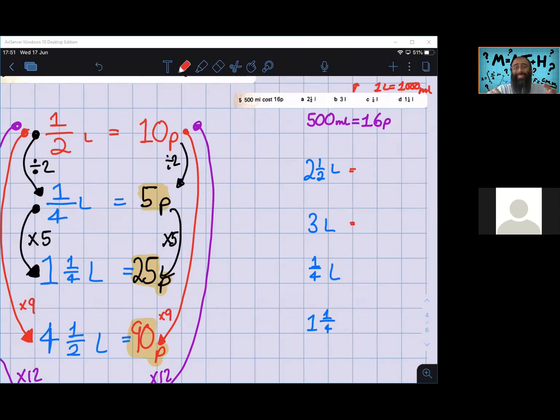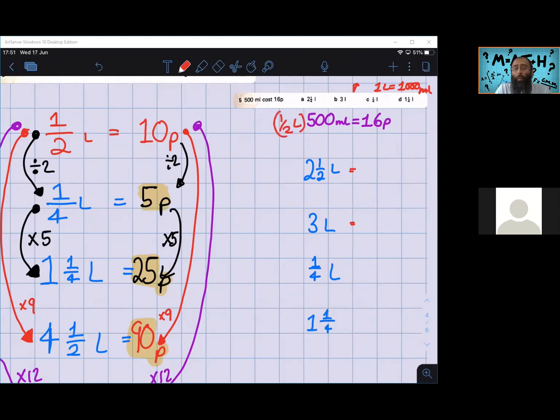So if 1 liter is 1,000, you got 500. So how much of a liter do you have? Do you have a full liter? A quarter of a liter? Half a liter? How much do you have? Half. Fantastic. That's the number I want from you. So write in brackets there, half a liter.